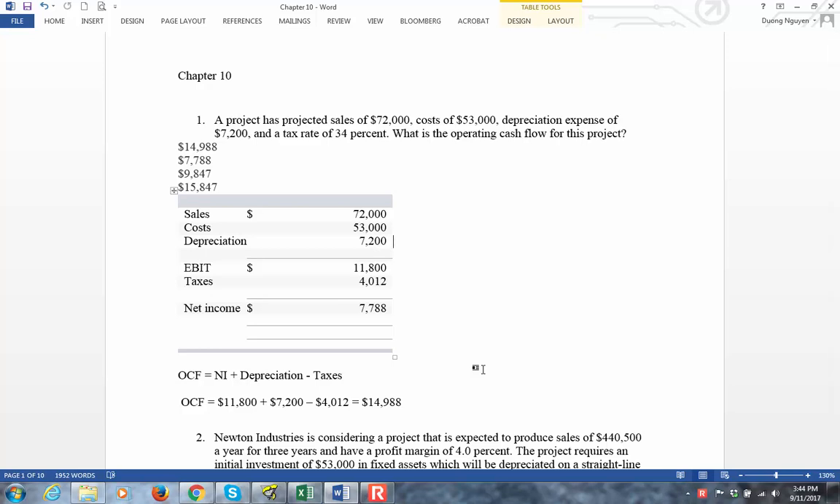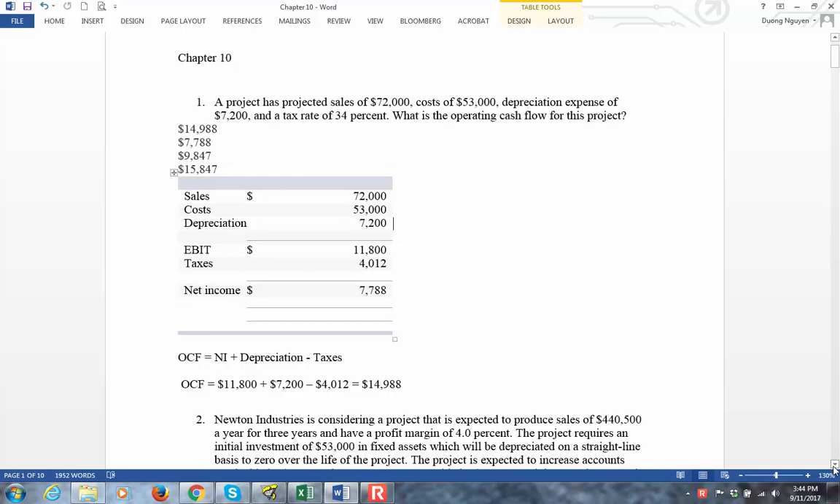Hello. Let me go over some questions for chapter 10. Now, question number 1. A project has sales of 72,000, cost of 53,000, depreciation of 7,200, and a tax rate of 34%. What is the operating cash flow?